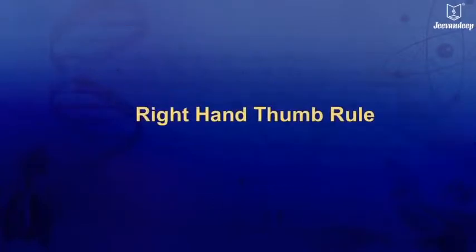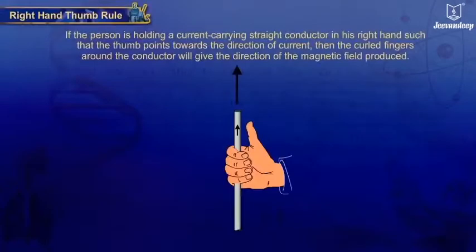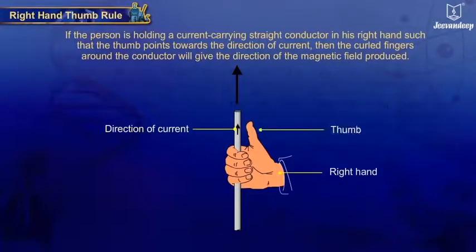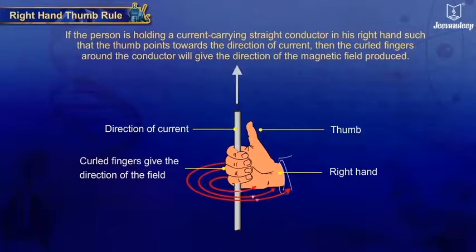Right hand thumb rule. If a person is holding a current-carrying straight conductor in his right hand such that the thumb points towards the direction of current, then the curled fingers around the conductor will give the direction of the magnetic field produced.